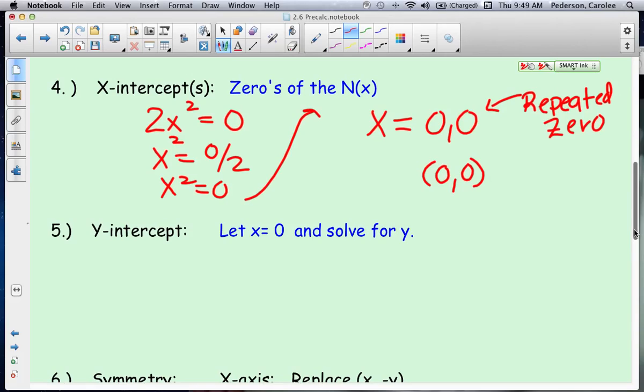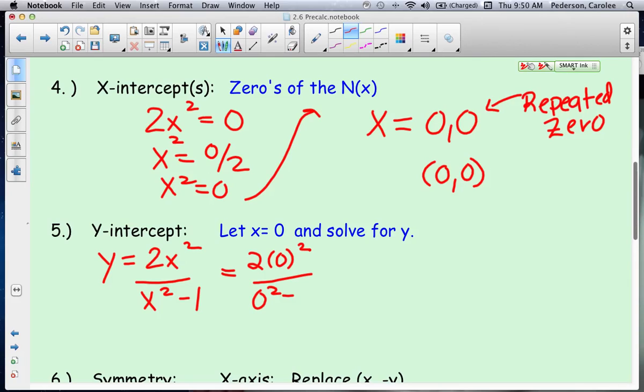So y equals 2x squared over x squared minus 1. I would substitute 0 in for x. So 2 times 0 squared over 0 squared minus 1. I get 0 over negative 1, which is 0. Which makes sense because there was my x-intercept of 0, 0. So my y-intercept is also at 0, 0. We'll continue this problem on the next video.